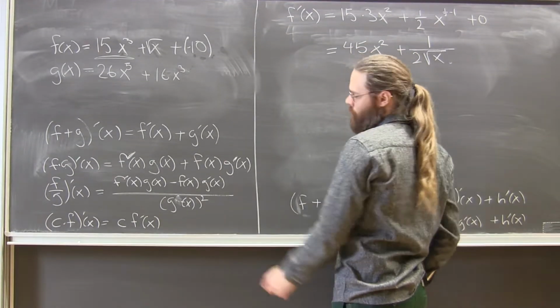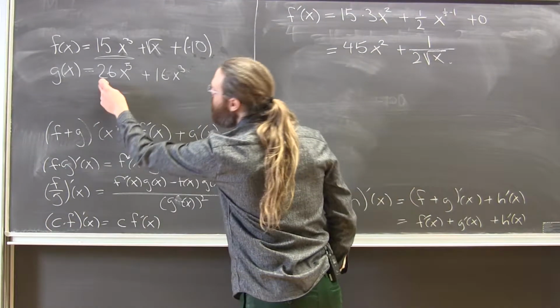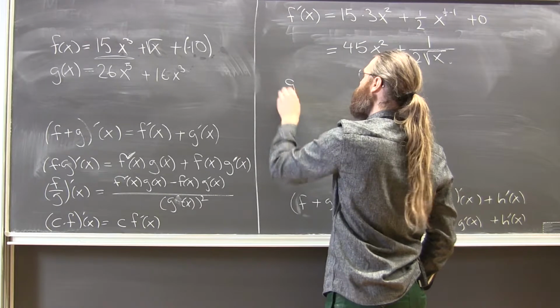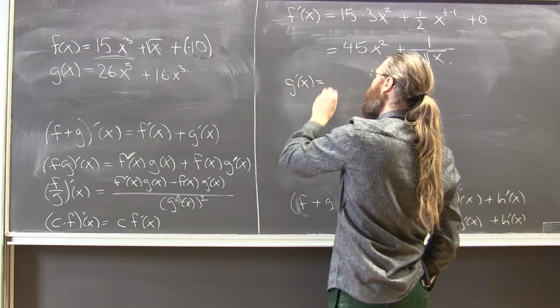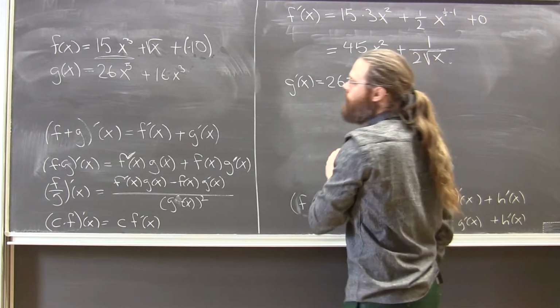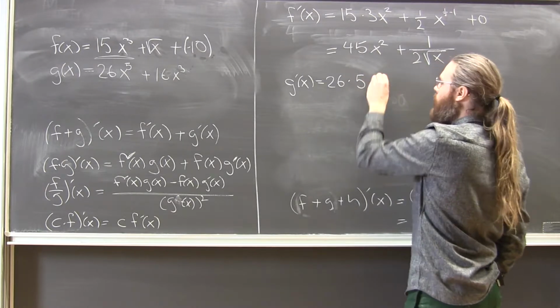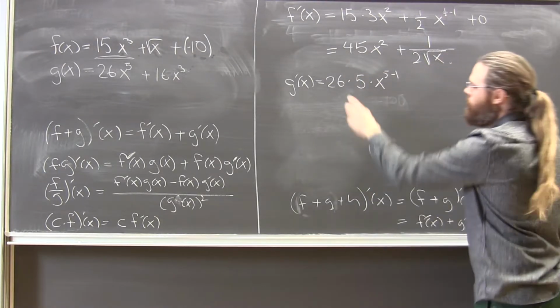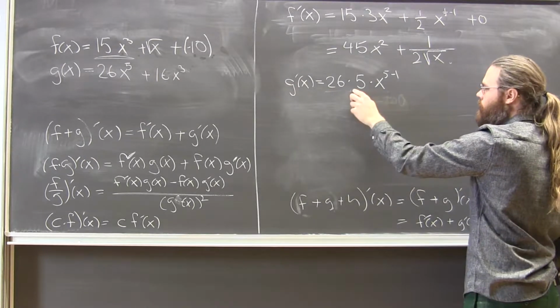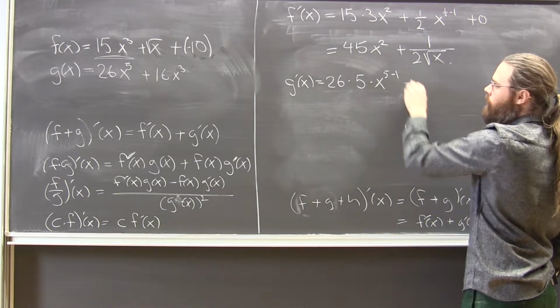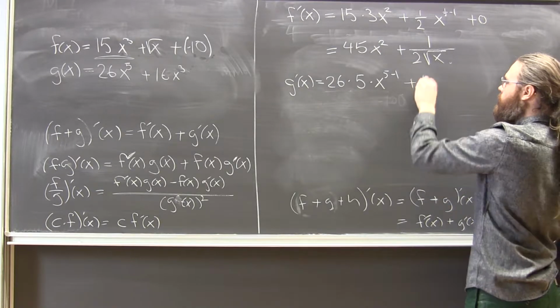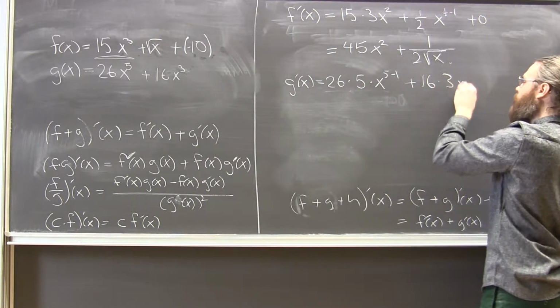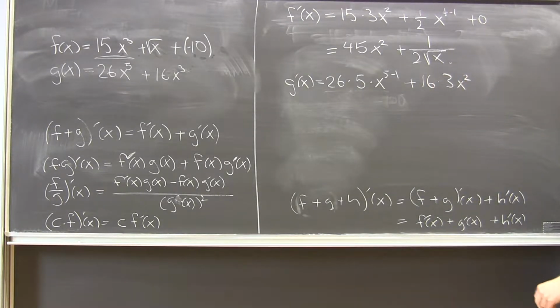The same rule as we used before applies again here. So g prime of x, that's 26 times 5 times x to the power 5 minus 1, right? This is just a constant. This is something else. Plus 16 times 3 times x to the power 2.